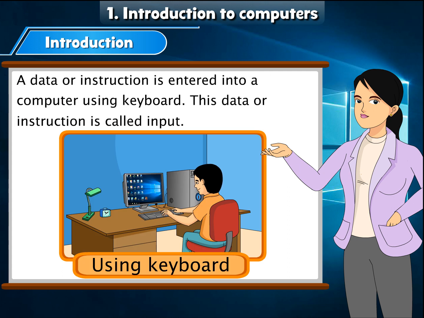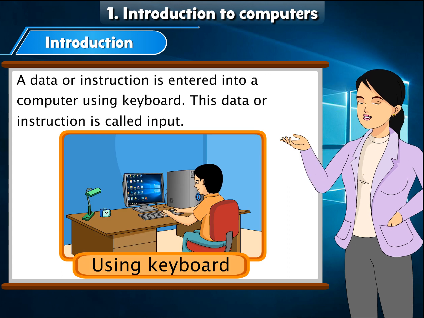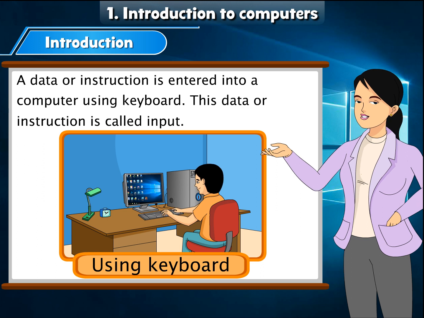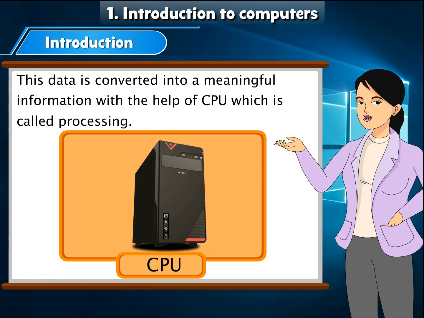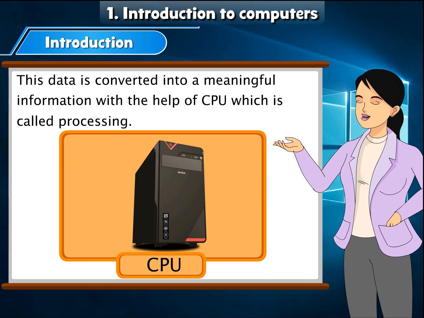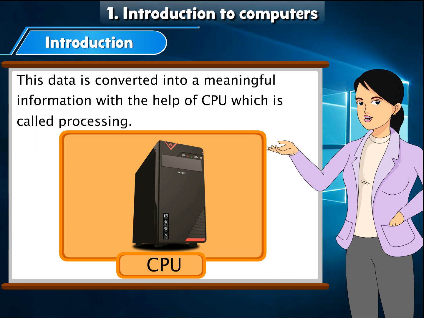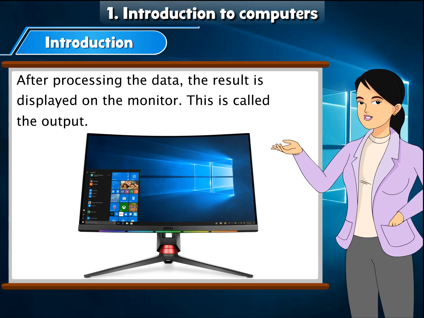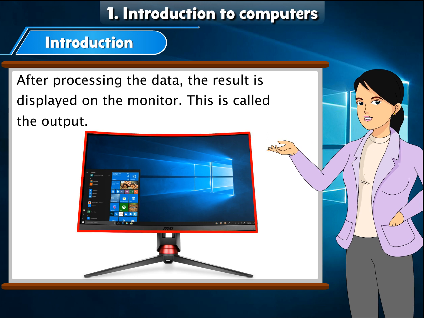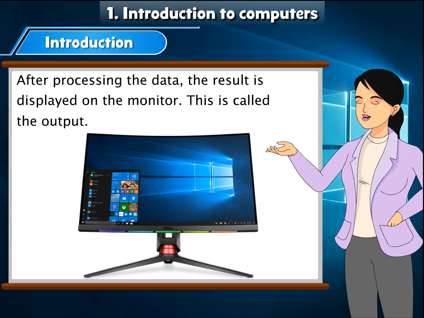Data or instructions are entered into a computer using a keyboard. This data or instruction is called input. This data is converted into meaningful information with the help of the CPU, which is called processing. After processing the data, the result is displayed on the monitor. This is called the output.